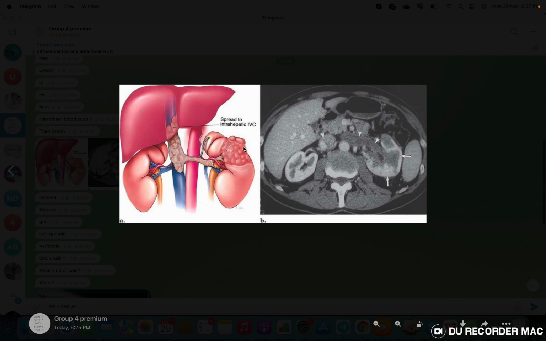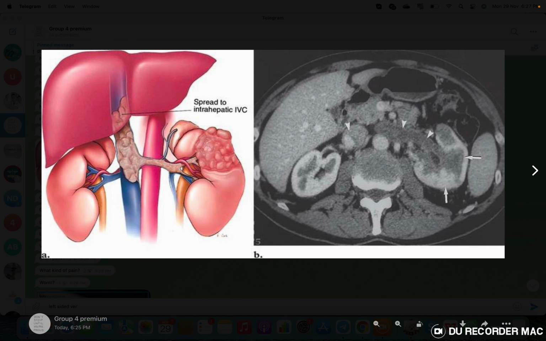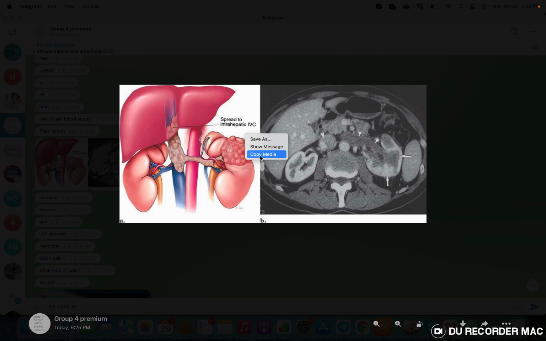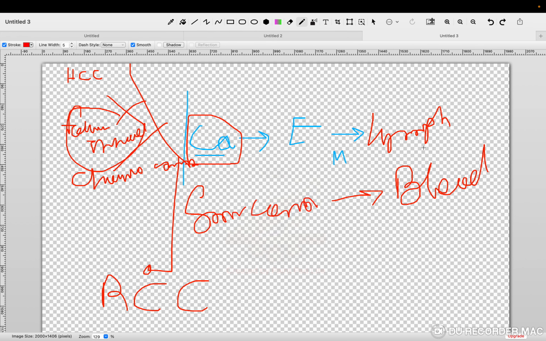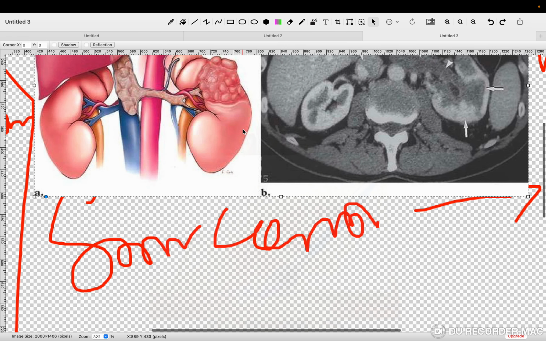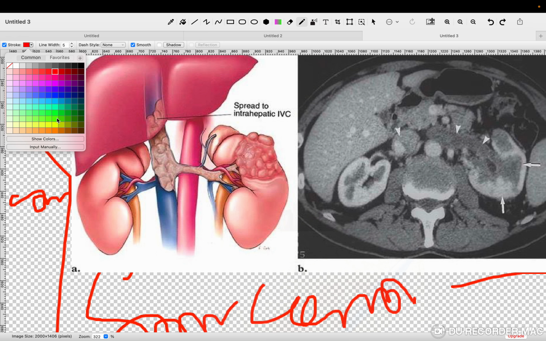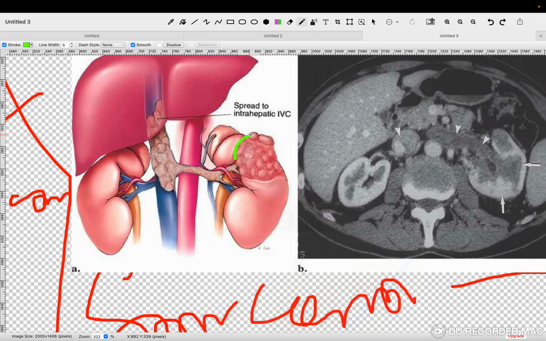So in this picture, the cancer is basically, let me try to copy this. Okay. Yep, good. So if we take a look at this, you can see the cancer. I'm going to mark it with the color green. So here it is. This is the cancer. And it's invading. Yes, it's invading. And it keeps invading until it's entering the inferior vena cava and even the liver.